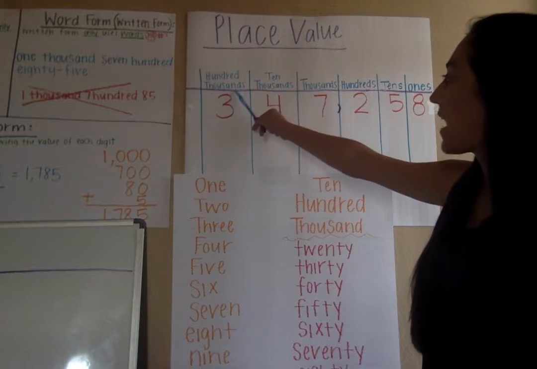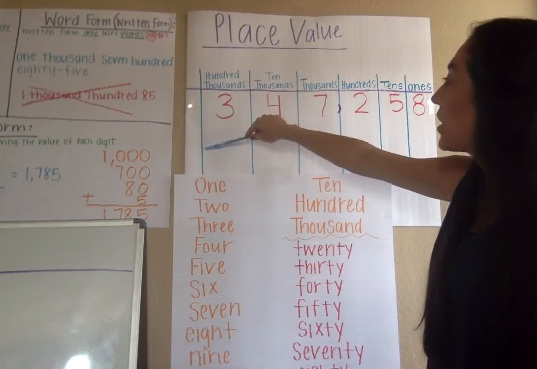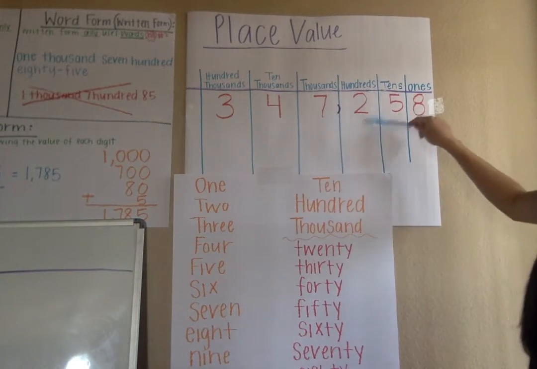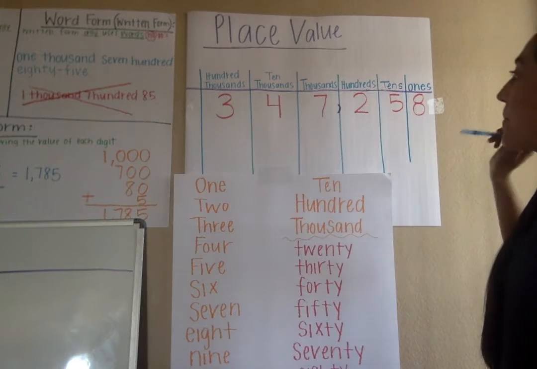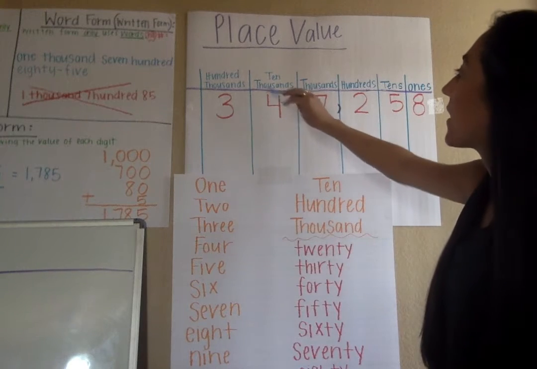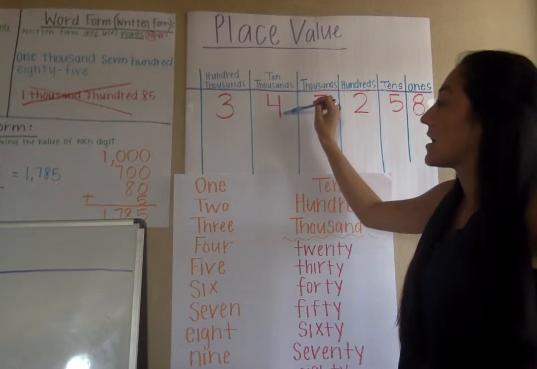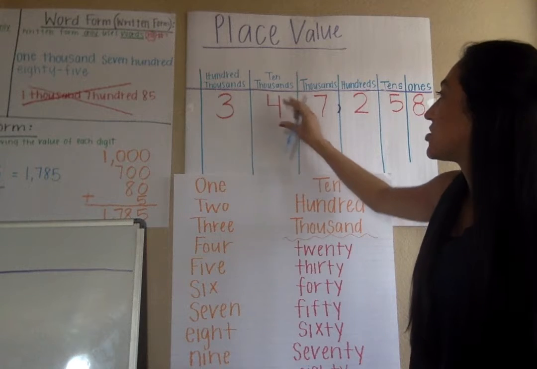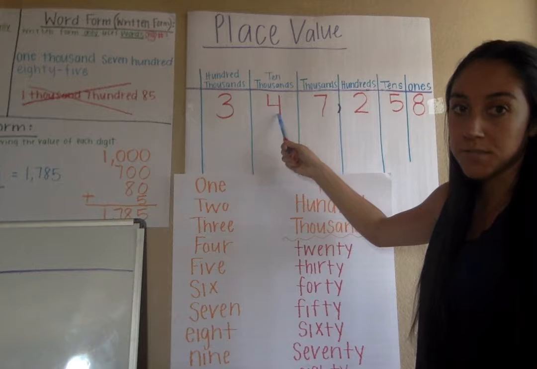Again, 100,000s is the farthest left-hand or the left corner. Then 10,000, thousands, hundreds, tens, and ones. Please remember that if you see this 4 in the 10,000 column, this 4 right here represents 40,000. So it doesn't just represent a 4, this is a placeholder for 40,000.